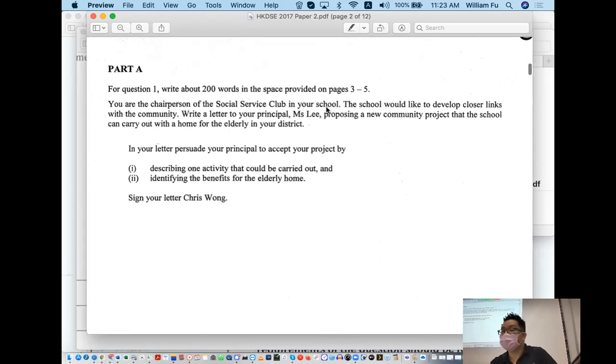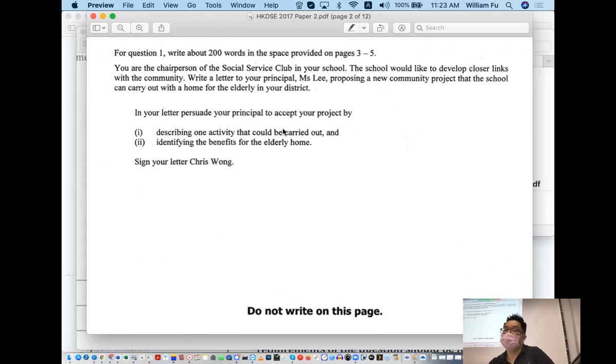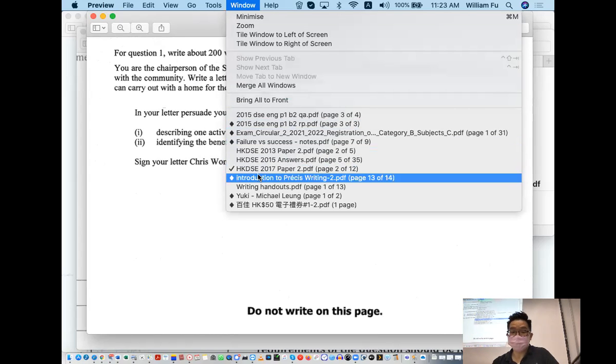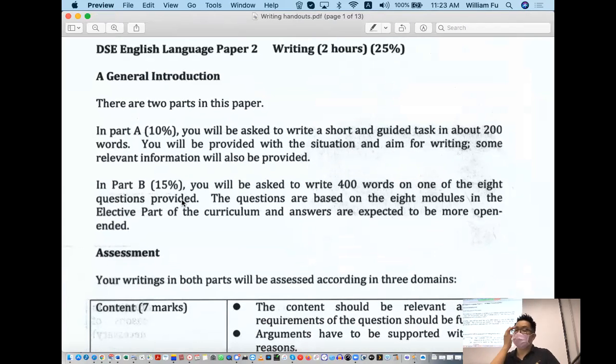The thing is you have one choice, and you don't have any other choices. So that's the problem. Now that's Part A. Then we go on. For Part B, it's 15%. Now you'll be asked to write 400 words. How many words do you have right now? 250 to 300.